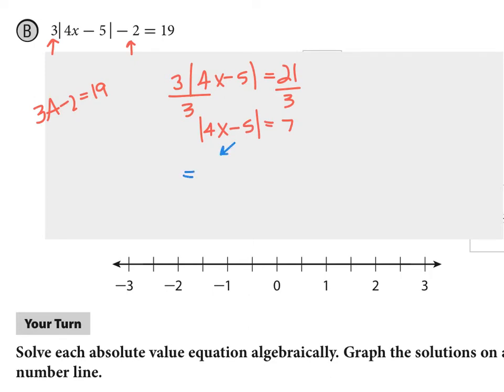We can either choose to be good, which is positive 7, or we can choose to be bad, which is negative 7. All right, the absolute value part stays the same, except we don't have the bars anymore. So this is just 4x minus 5. Now, pause the video real quick and see if you can solve for the 2 different values of x.